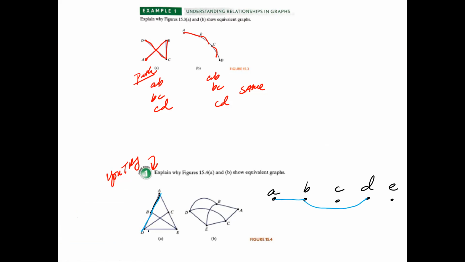Then A to B. Oh, you know what? Sorry. Let's read this one more time. I'm going to go from B to D, D to E, E to B, B to A, and then A to C, and then C to D. Oh, but unfortunately, it is not a path.